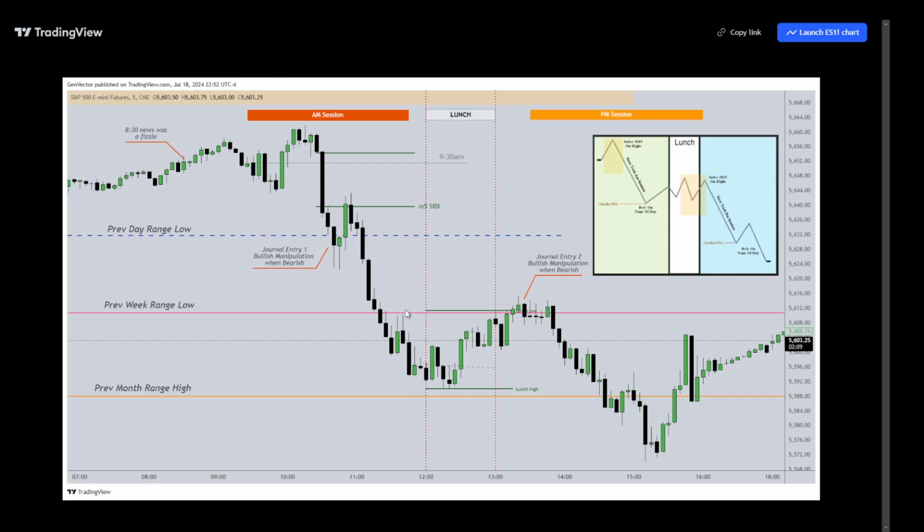We leave some buy side liquidity intermediate in the AM leg, which is the second sign. Lunch range takes that internal liquidity before shifting. That's the third sign. And then lastly, we see the PM run until the power hour, which is at 3 to 4 o'clock, is bearish.